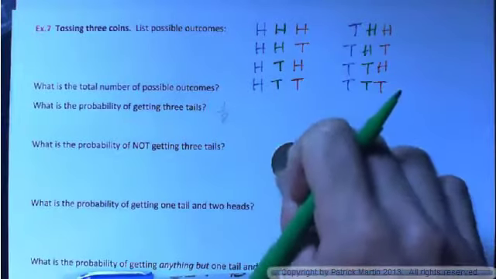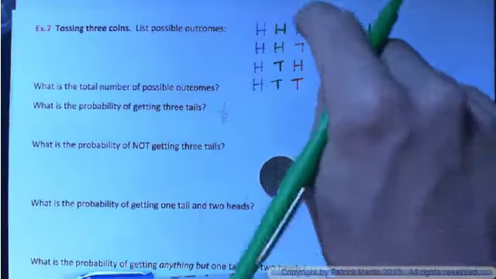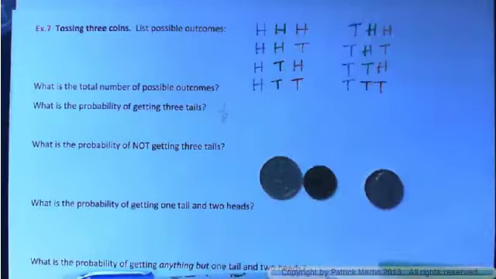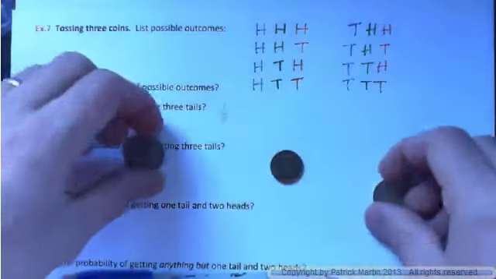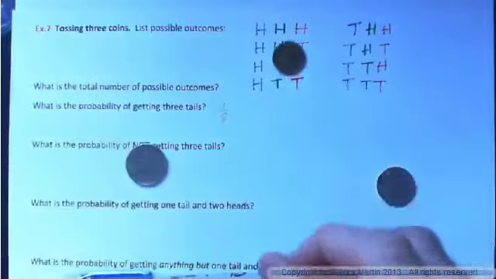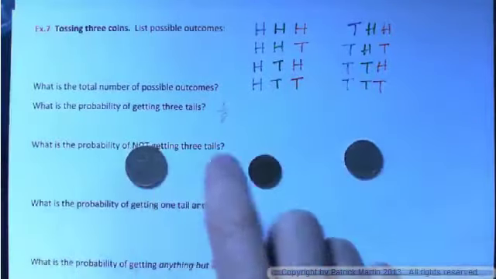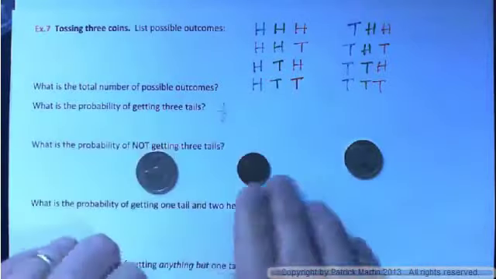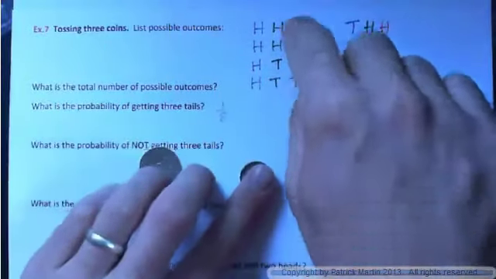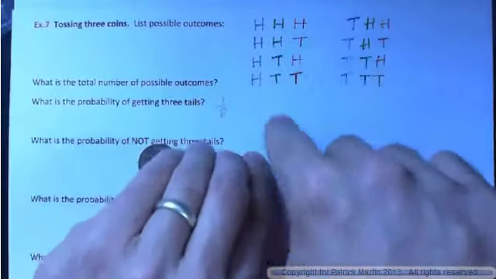Now, I don't mind how you think about this or how you come up with it, but I hope you understand that there are in fact 8 possible outcomes when we toss 3 coins. You just have to remember that these are different coins. This is not the same thing as this, right? They're different. And so that gives you 8 possible outcomes, and these are all equally likely.